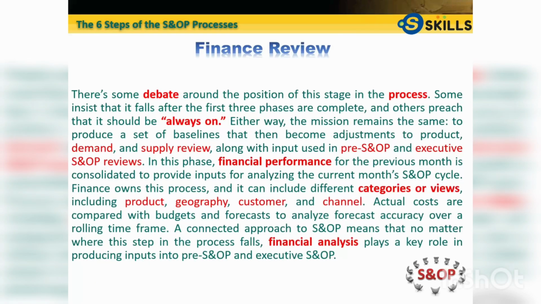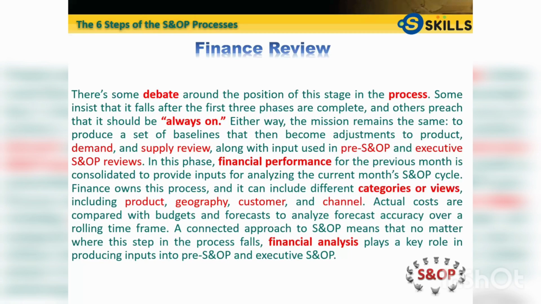Financial review. There's some debate around the position of this stage in the process. Some insist that it falls after the first three phases are complete, and others insist that it should be always on. Either way, the mission remains the same: to produce a set of baselines that then become adjustments to the demand and supply review, along with input used in pre-S&OP and executive S&OP reviews.